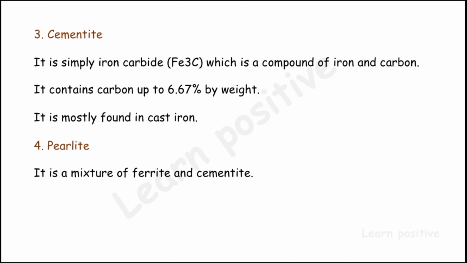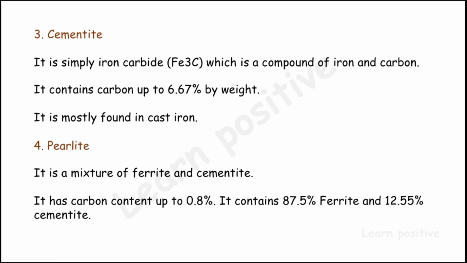Pearlite. So, pearlite is the mixture of ferrite and cementite. It has a carbon content of up to 0.8%. It contains 87.5 percent of ferrite and 12.5 percent of cementite. So, the mixture of ferrite and cementite in the correct ratio gives us the pearlite.